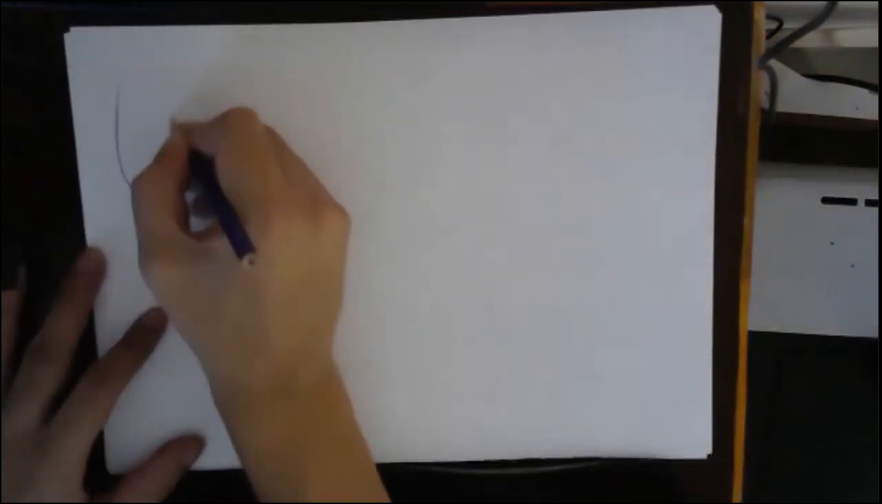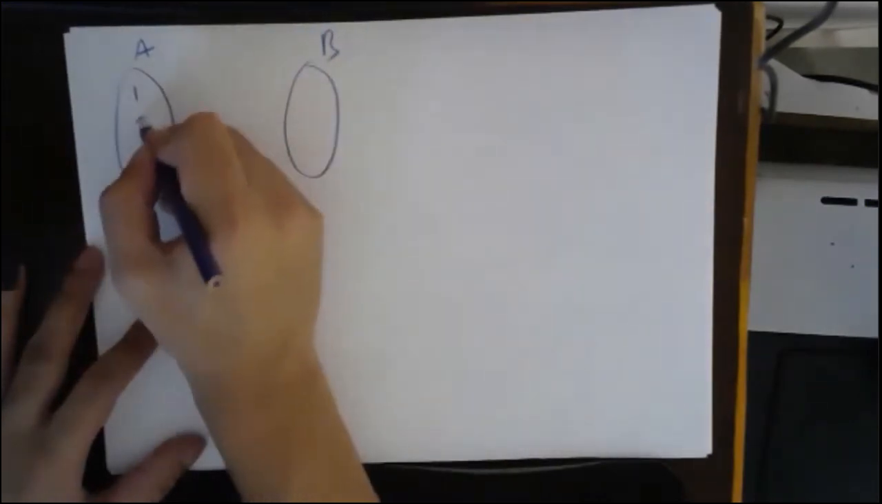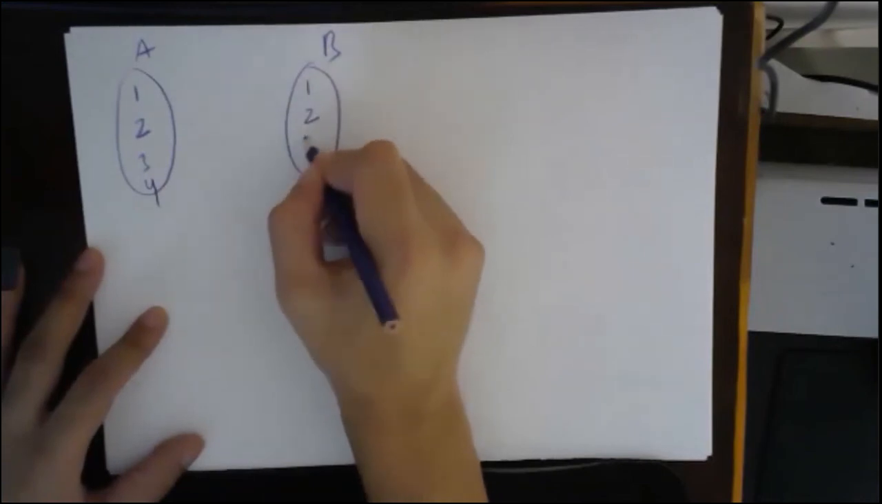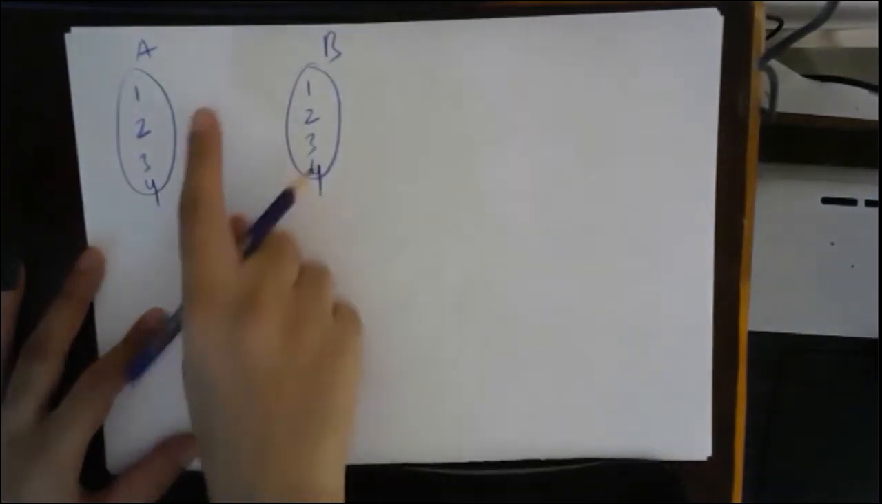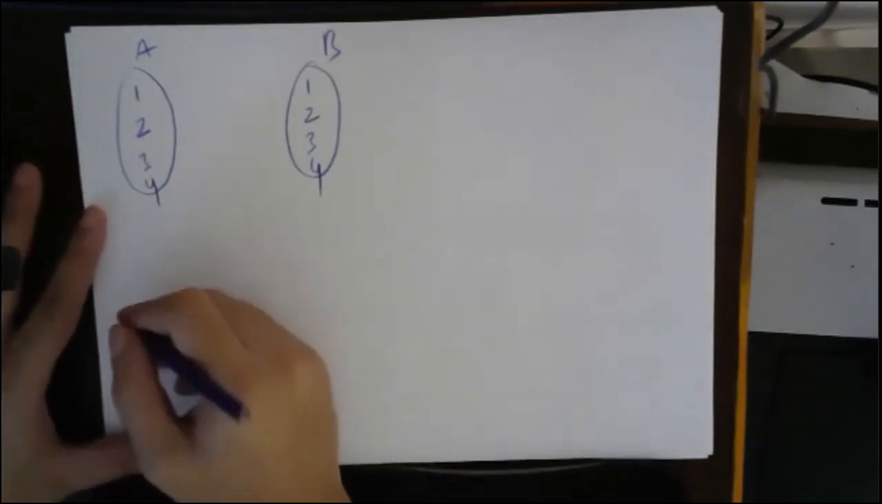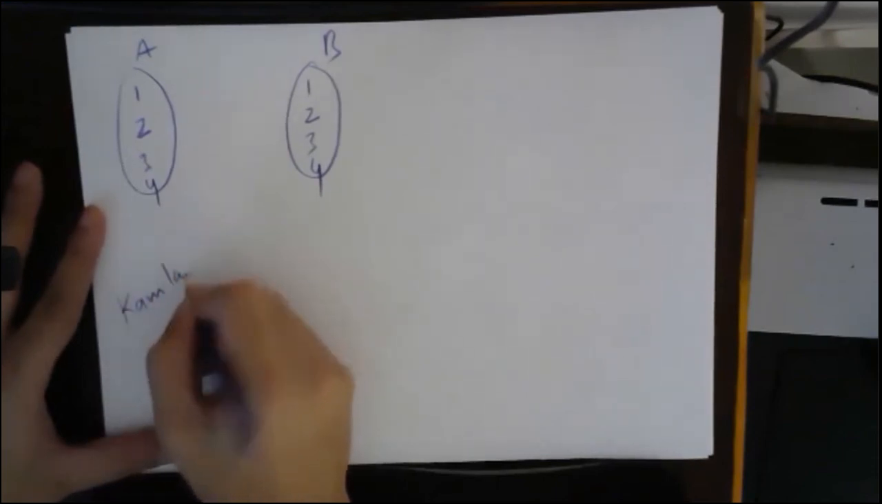Let's see. This is set A and this is set B. This is 1, 2, 3, 4, and this is 1, 2, 3, 4. Fine. Elements of A and elements of B. I'm naming a set. Suppose this is a set, Kamla Niketan.